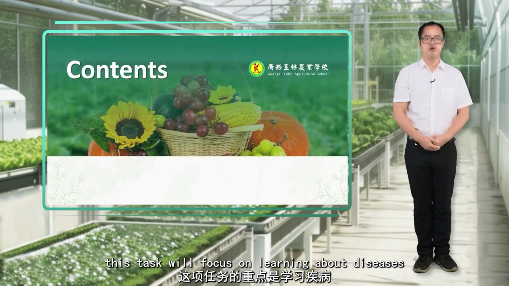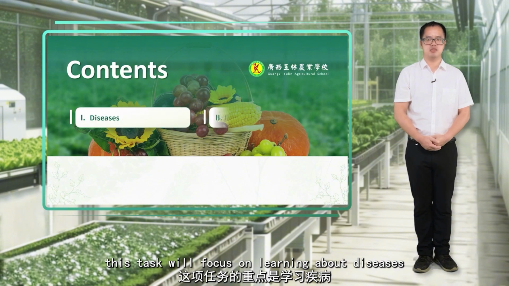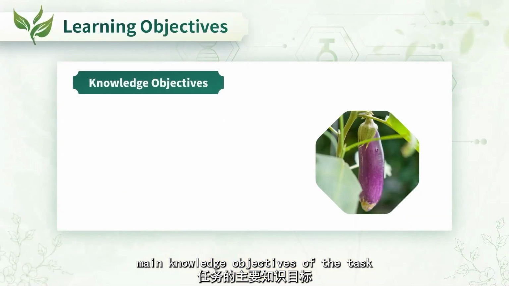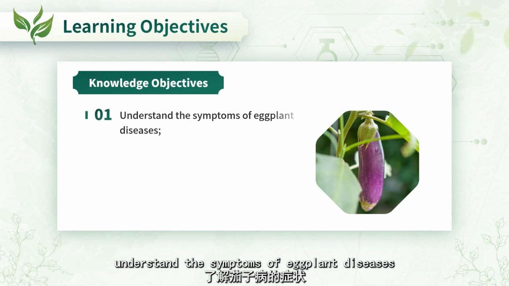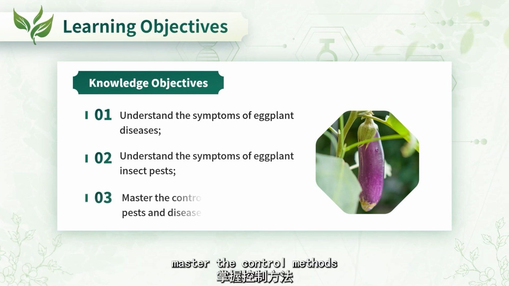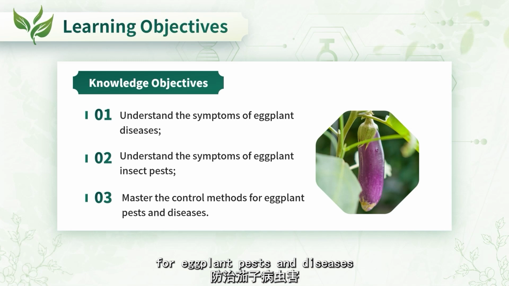This task will focus on learning about diseases and insect pests. Main knowledge objectives of the task: understand the symptoms of eggplant diseases. Understand the symptoms of eggplant insect pests. Master the control methods for eggplant pests and diseases.